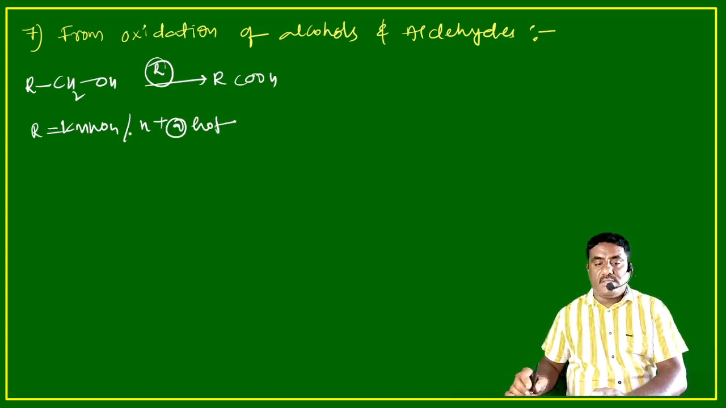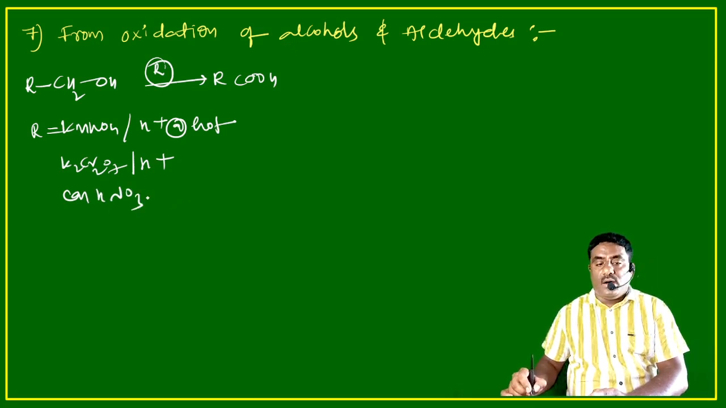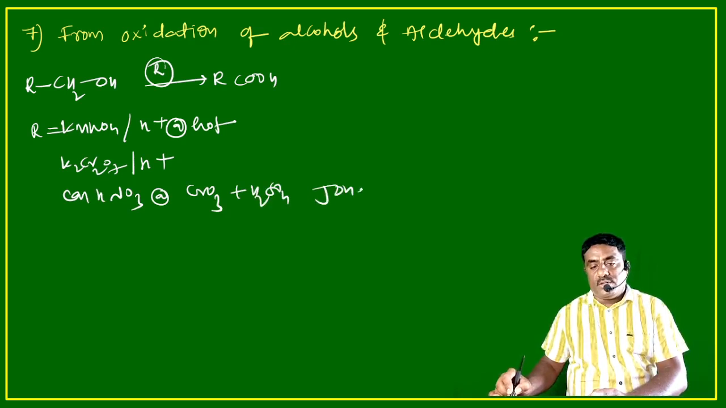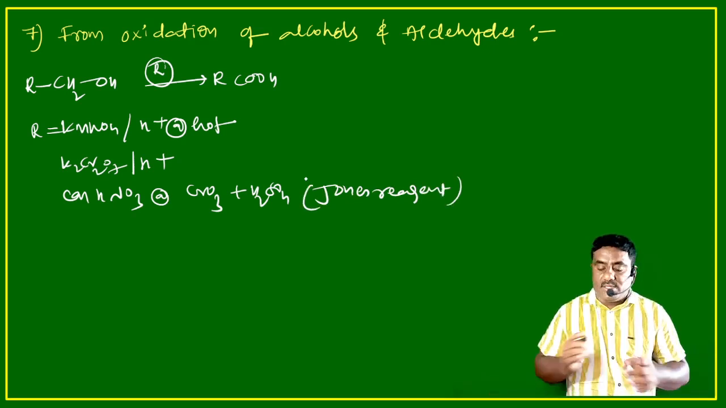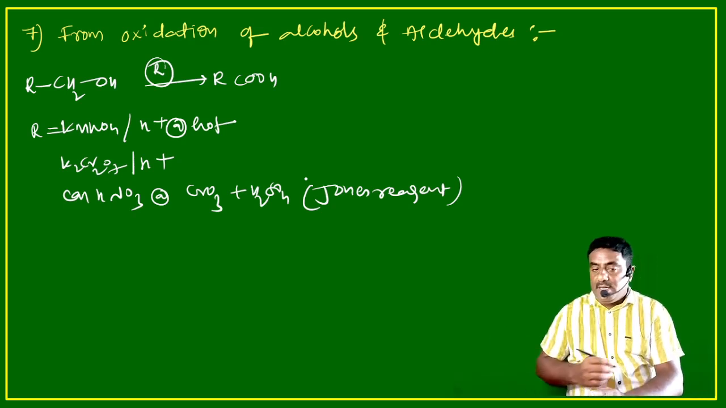Or hot condition. Next, K2Cr2O7, potassium dichromate in acid medium, and concentrated HNO3, or CrO3 plus H2SO4, which is Jones reagent. So all these reagents convert alcohols to carboxylic acid. Let's take an example.